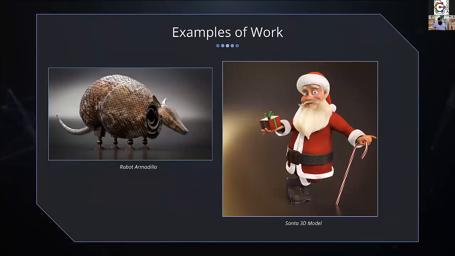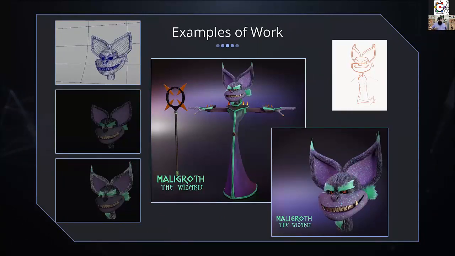Here's a few examples of just random things I made, mostly personal work on the 3D modeling side of things. A robot armadillo. Last year I made a Santa 3D model just because I really wanted to play with the Santa beard. This is a character named Malagroth, and we'll see a little bit of this character today. Malagroth's a wizard. He's got a fun voice.